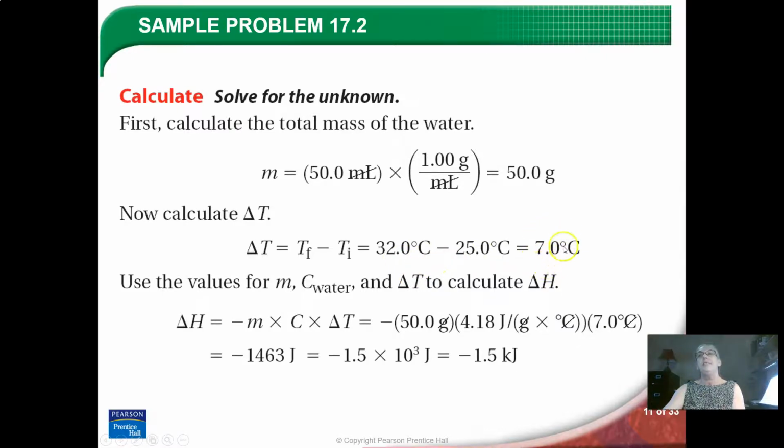So this number right here is 2 sig figs. It's in this formula, so I have to round to 2 sig figs. So they are correct. I look at the 1, 2, look at the 6, it makes that 4 go up to a 5. I have negative 1.5 times 10 to the 3 joules, or I could have said 1500 joules, or negative 1.5 kilojoules. This is negative because we had an exothermic reaction. We had the temperature go up.